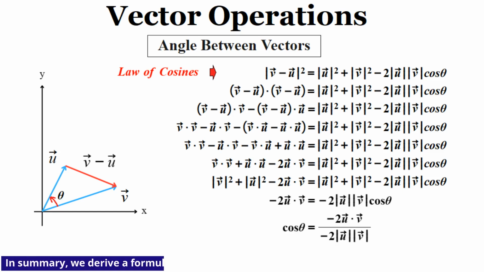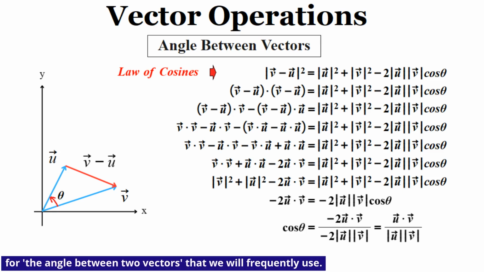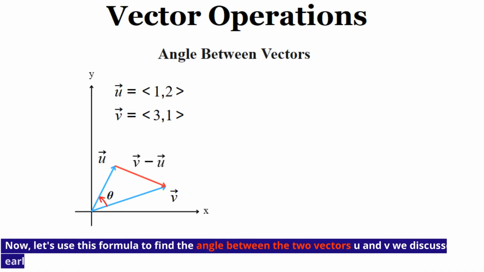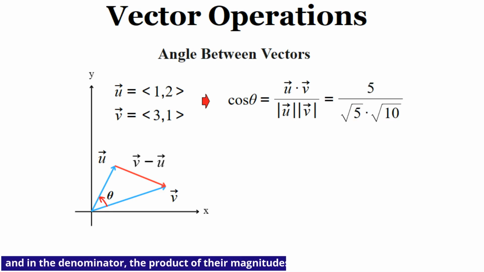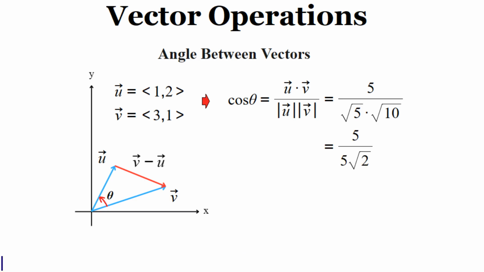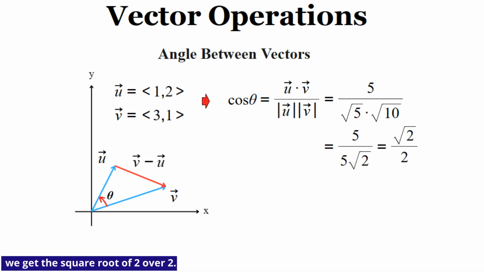In summary, we derive a formula for the angle between two vectors that we will frequently use. Now, let's use this formula to find the angle between the two vectors u and v we discussed earlier. In the numerator, we have the dot product of the two vectors, and in the denominator, the product of their magnitudes. Simplifying, we get the square root of 2 over 2.